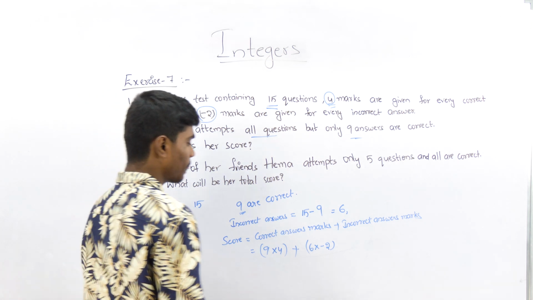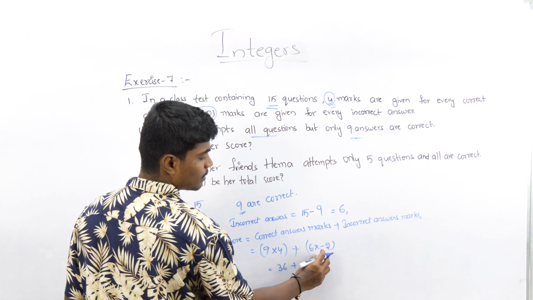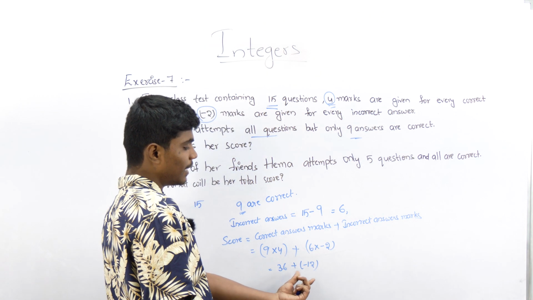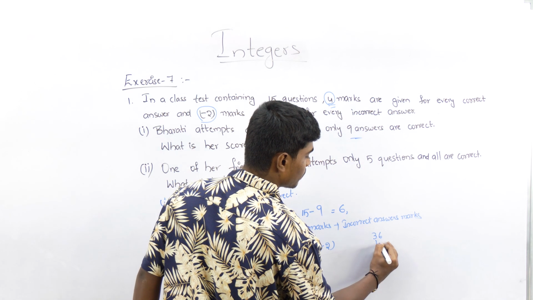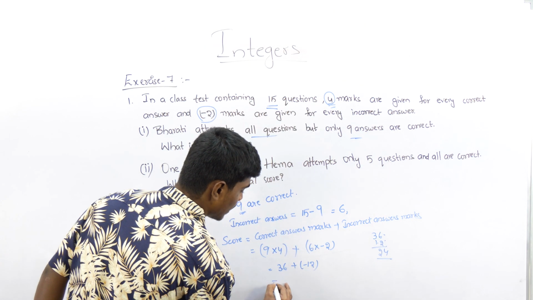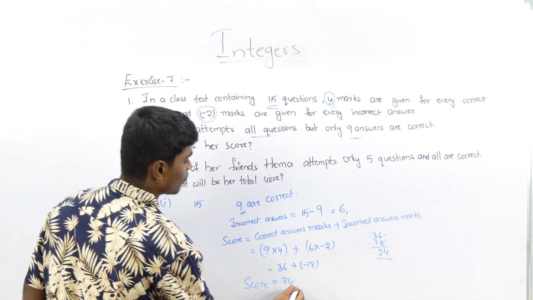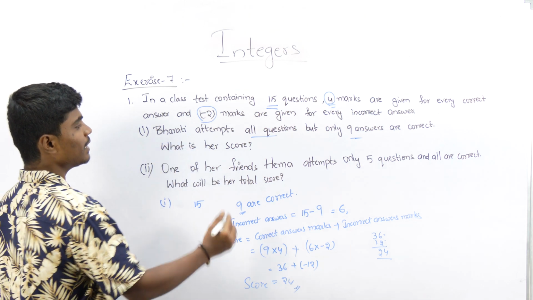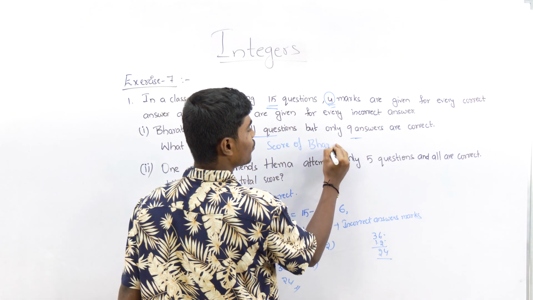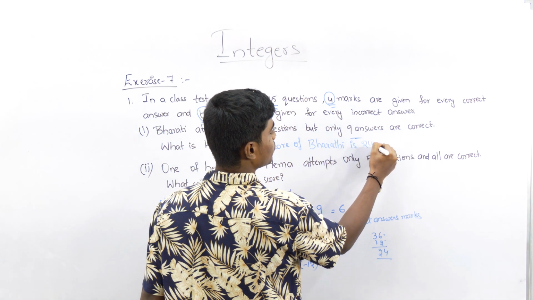See, 9 4s are 36 plus 6 2s are 12, minus 12. So 36 minus 12. 6 minus 2 is 4. 3 minus 1 is 2. So the answer is 24. So score is equal to 24. Score of Bharati is 24 marks.